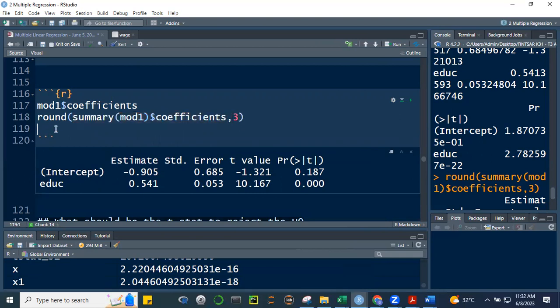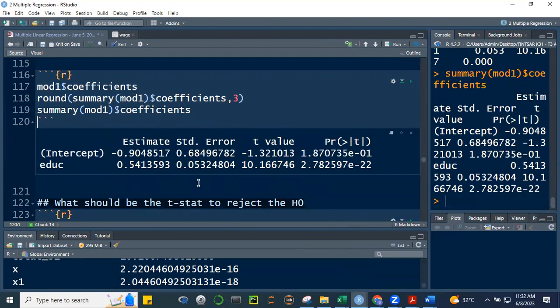Summary of mod 1 and then coefficients. I'm not going to round it to 3 because we won't see the p-value. Run this. There you can see now, class, the p-value here is correct. Unlike the summary of mod 1, which estimates it using the highest floating number. If you want to get the actual value of your p for education, you use the summary of mod 1 and then get the coefficients. That will give you the actual p-value.